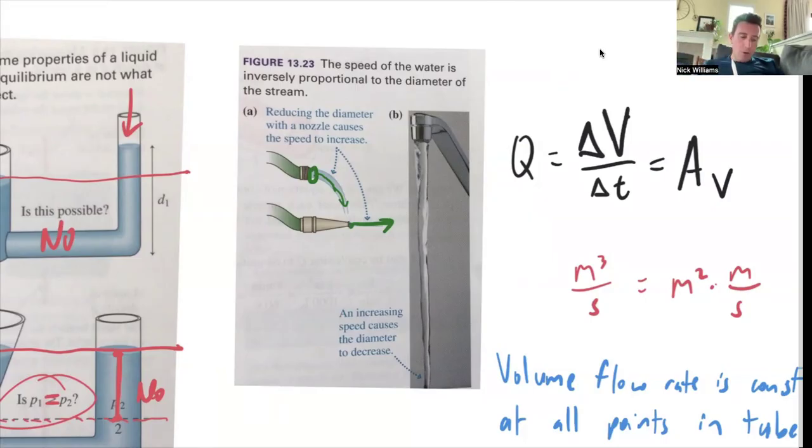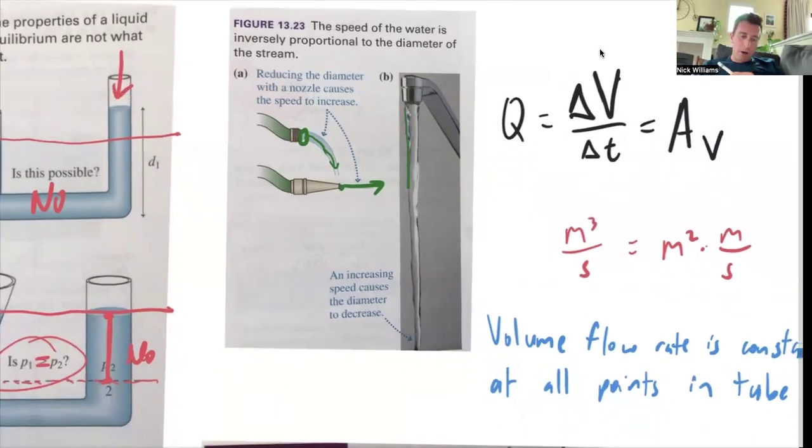That's also why we see the water gets narrower as it goes down from the tap. And increasing speed as gravity causes it to fall leads to the diameter of the water shrinking.